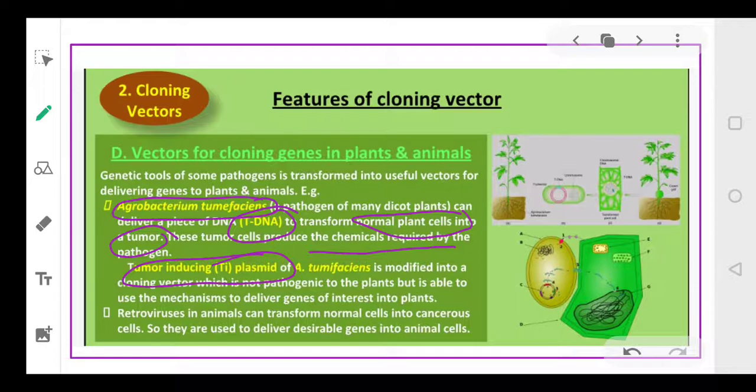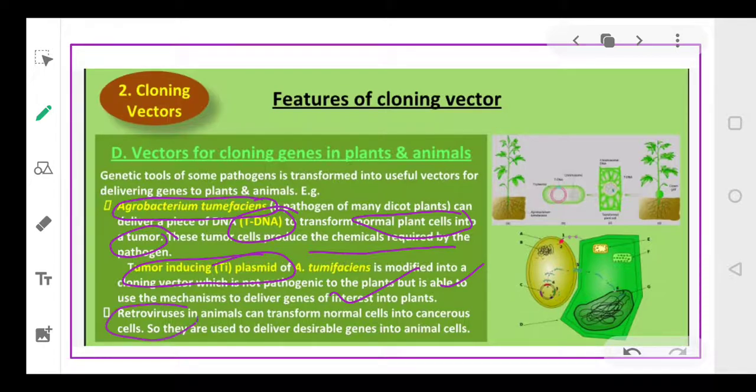So the tumor inducing plasmid of Agrobacterium tumefaciens has now been modified into a cloning vector which is no more pathogenic to the plants, but it is able to use the mechanism to deliver the genes of interest into the plants. So it is no longer pathogenic, but it can easily deliver your gene of interest into the plants.